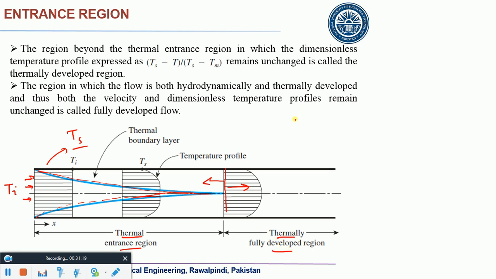But what is the difference? The difference is that within this thermally fully developed region, Tm is still a function of X, and T is a function of both R and X. So this is the difference.